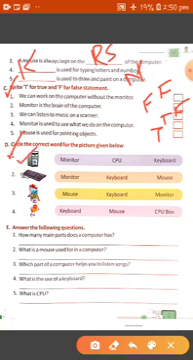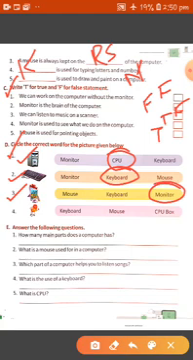Now, circle the correct word for the picture given below. This picture belongs to CPU. This belongs to keyboard. This belongs to monitor. This belongs to mouse.